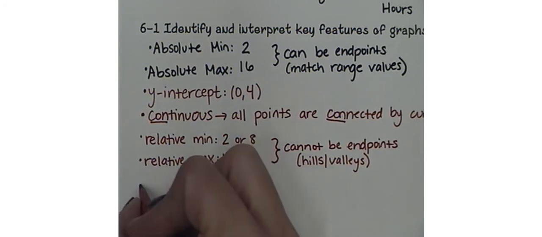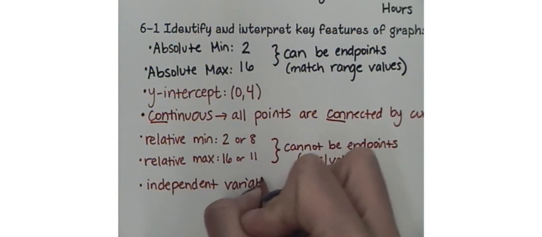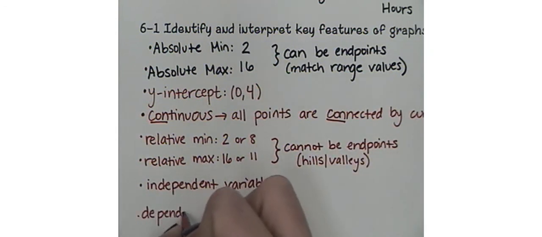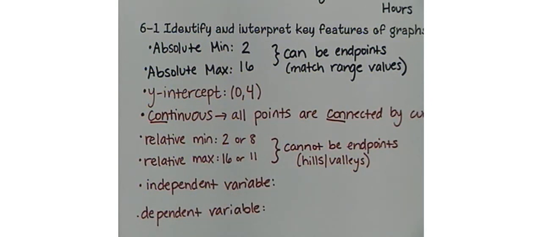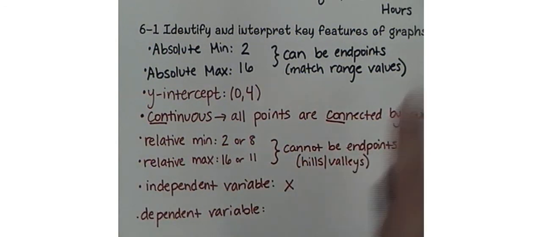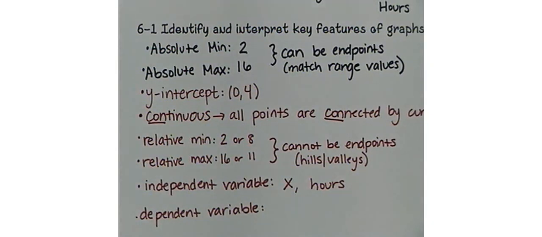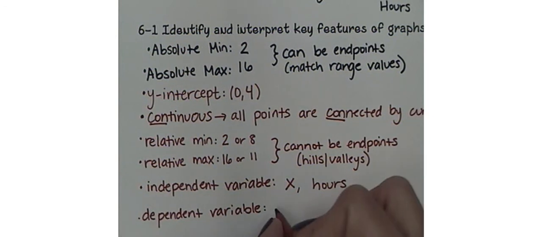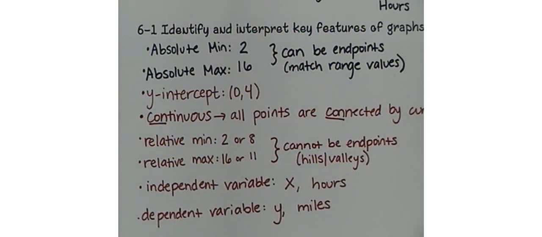The last two terms that we talked about in our book: independent variable, dependent variable. Variable means letter. Independent is our input, our domain values. So that would be X. And what does X stand for right here? Hours. My dependent variable depends on the X. So that would be your Y. That's your output, your range. And if I look at my graph, it stands for miles. So the number of miles that I've driven depends on how many hours we've been driving.